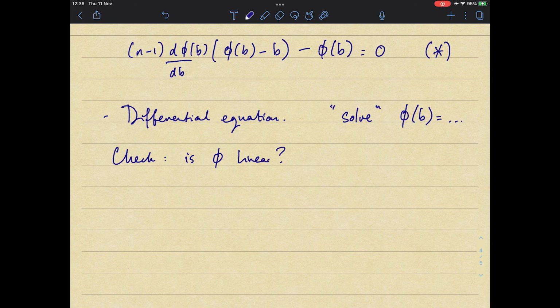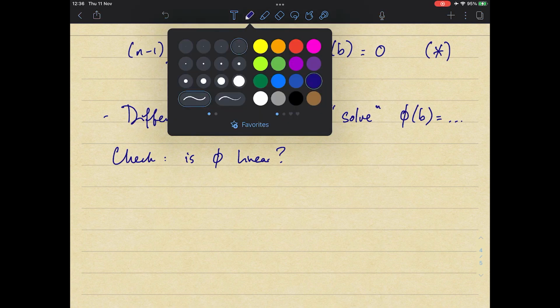That would be lovely, right? And it turns out it does work. So how do we check that it's linear? Essentially, we're going to assume it is linear, and then when we substitute it into this expression, as long as we don't get any contradiction, then we're good. We know we have a solution, okay?